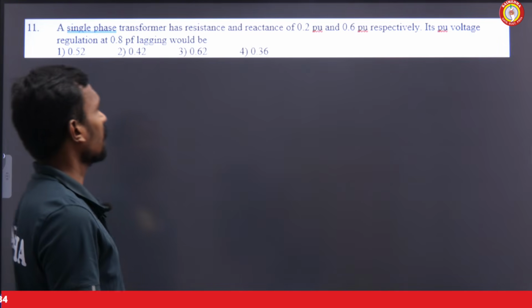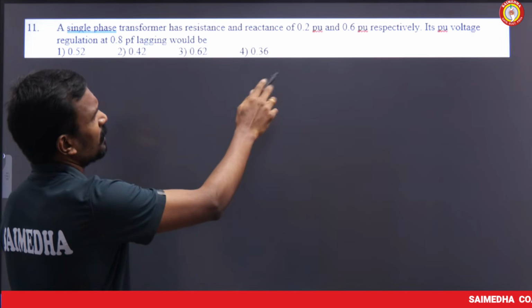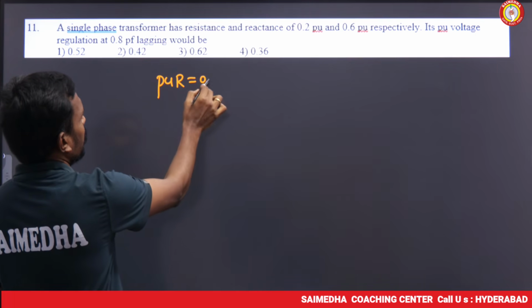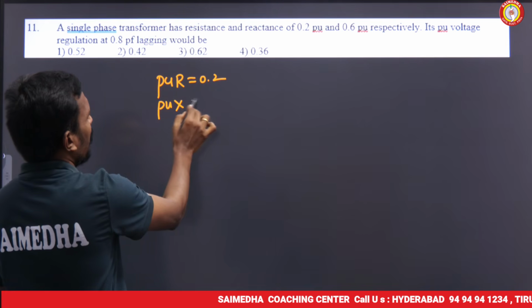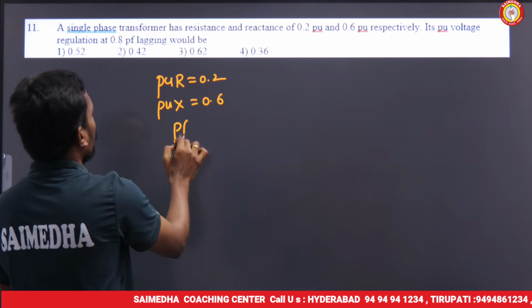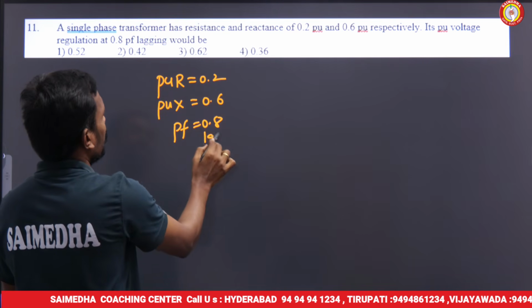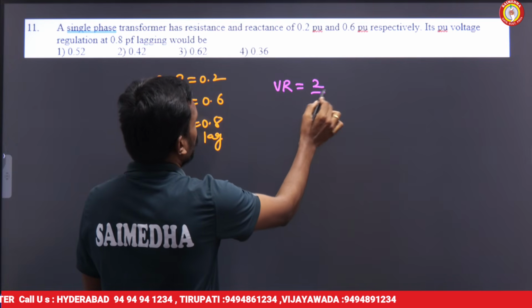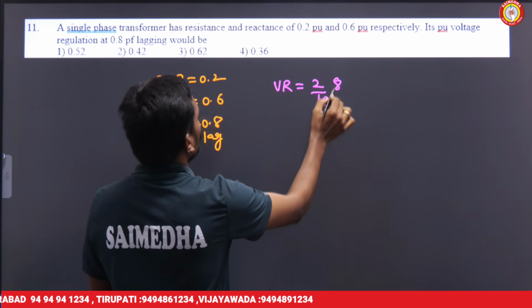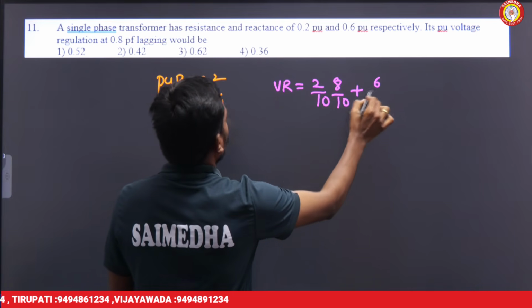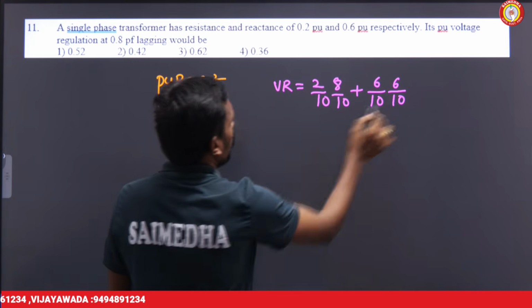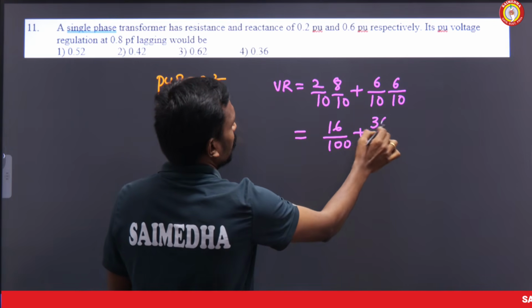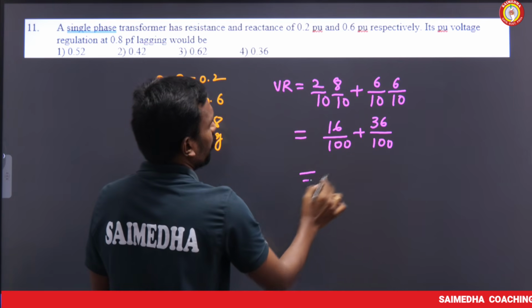Next, a single phase transformer has resistance and reactance respectively. They are asking for the per unit voltage regulation again, given per unit resistance, per unit reactance, and power factor 0.8 lagging. The voltage regulation will be per unit R into cos phi plus per unit X into sin phi, which is 16% plus 36%, which is 52%.